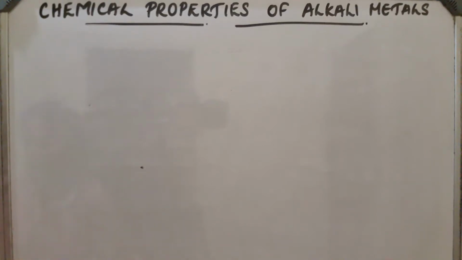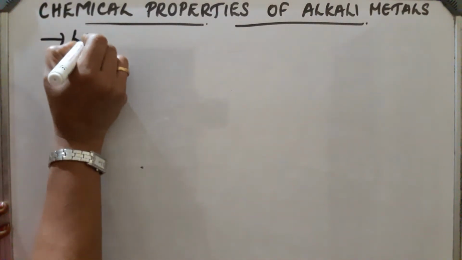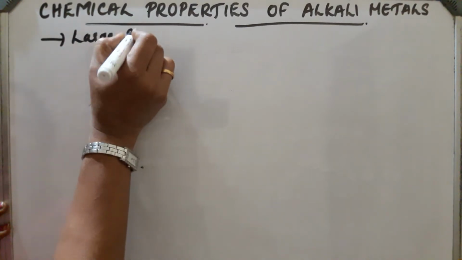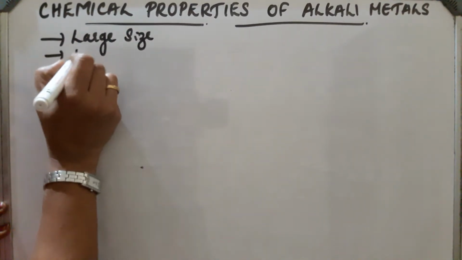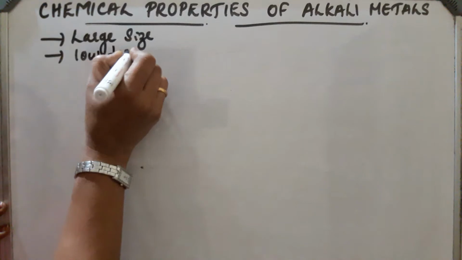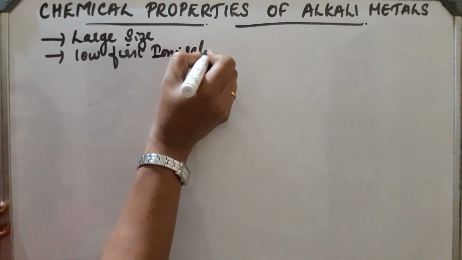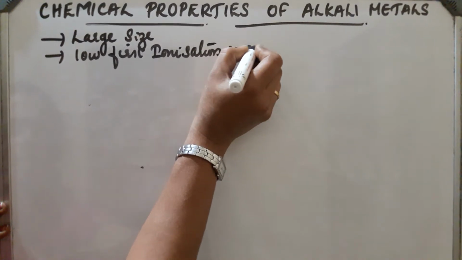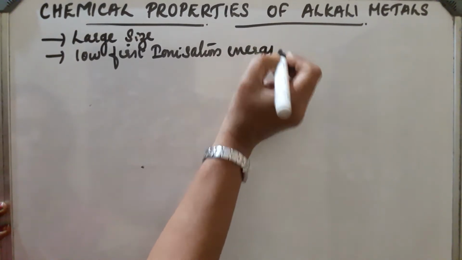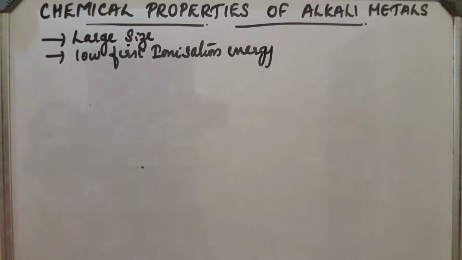Chemical properties of alkali metals. Alkali metals are highly reactive. Their high chemical reactivity is due to their large size and low first ionization energy. And down the group the size increases, so their chemical reactivity also increases.